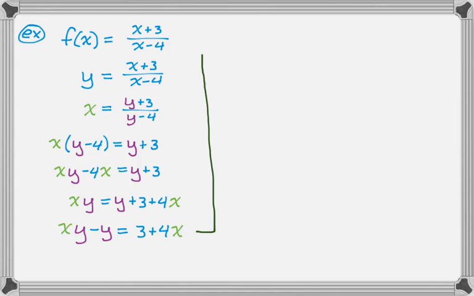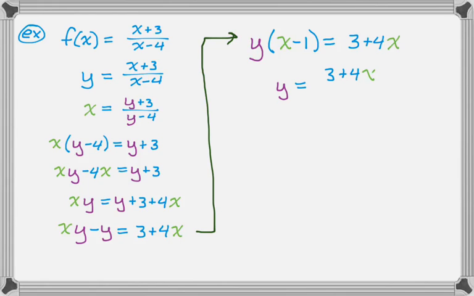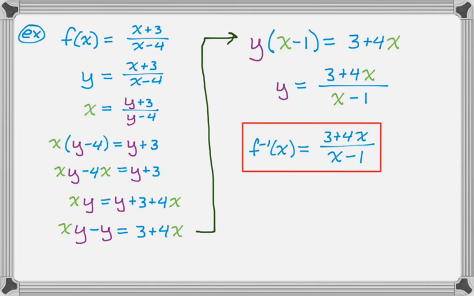Now I'm going to move up to the top here, and I'm going to factor y out of everything on the left-hand side. And I'm going to divide through by x minus 1. Get that? And so I've solved for y, so I'm going to replace y with f inverse. And I'm going to put a box around it, and I'm done.